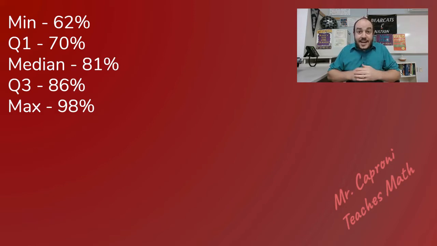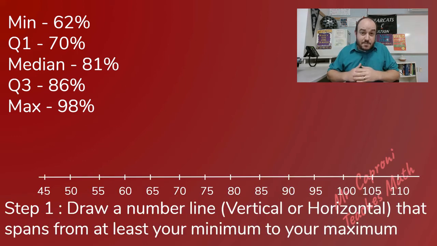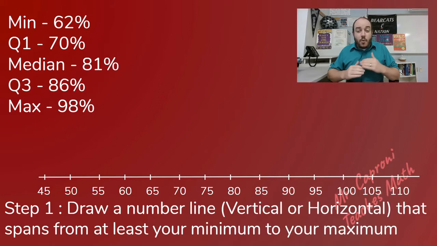box and whisker plot. Now, starting off, you'll see here, our data for today is dealing with a group of test scores I had from a recent exam for my students. The minimum score for that test was a 62%, and the maximum score was a 98%. That's right, because in Mr. Caproni's class, everybody passes.